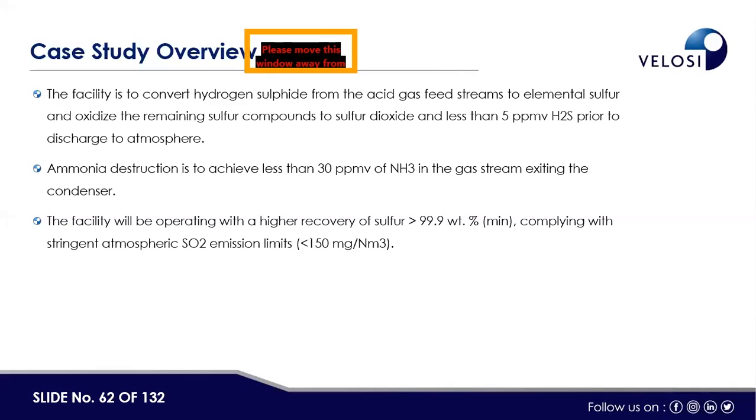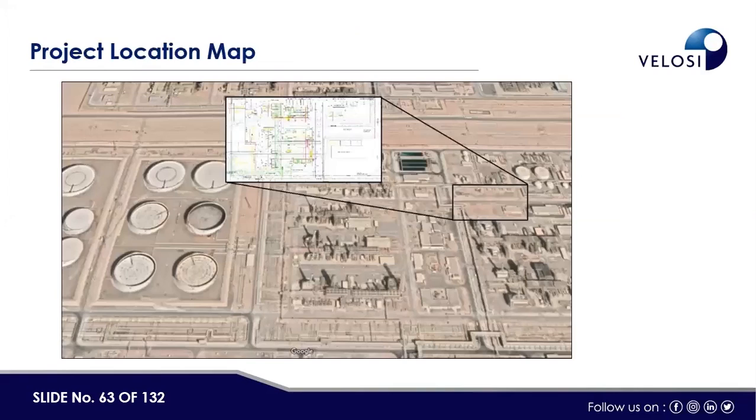Ammonia destruction is to achieve less than 30 ppmv of NH3 in the gas stream exiting the condenser. The facility will be operating with a higher recovery of sulfur, 99.9 percent, complying with the stringent atmospheric SO2 emission limit as well. So this is basically the project overview. This is the project location. It is basically in UAE.